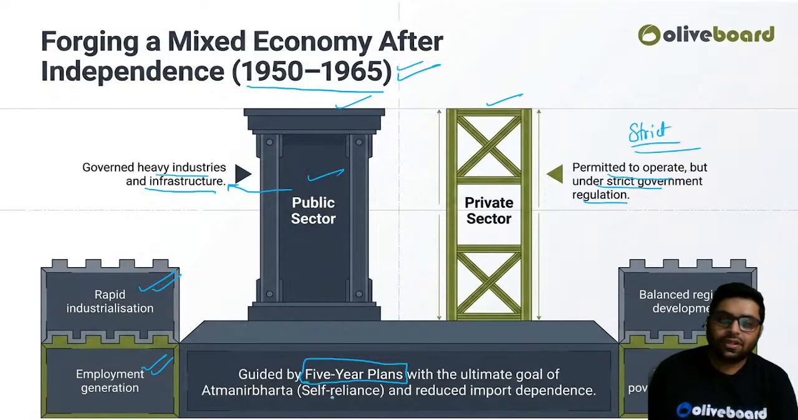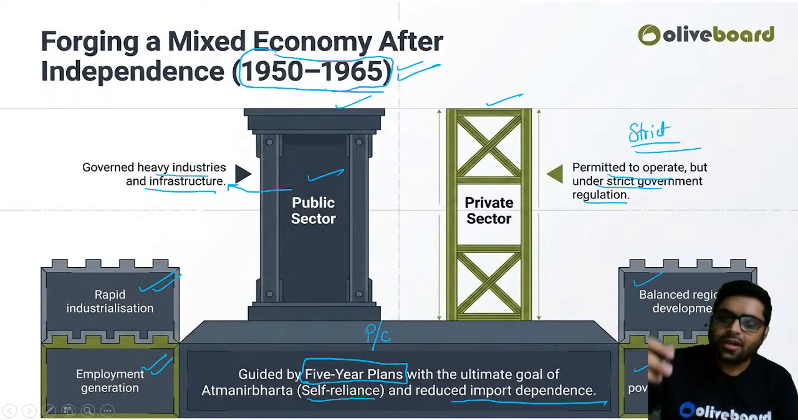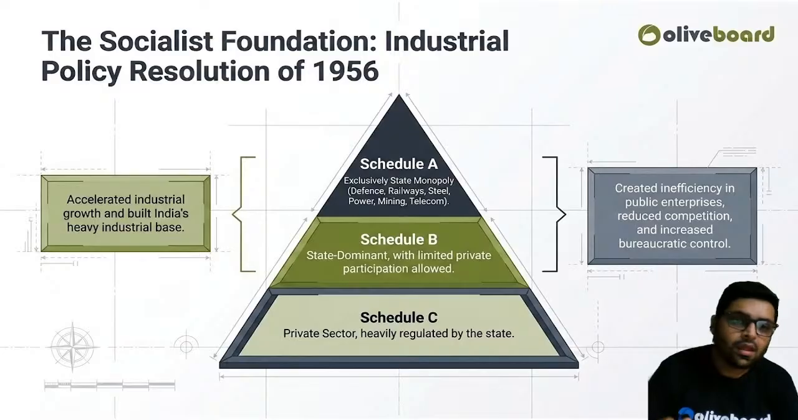Very important: who made these plans? The Planning Commission, with the ultimate goal of Atmanirbharta, self-reliance and reduced import dependence. There was balanced regional development and reduction of poverty and inequality. This is the landscape of the Indian economy from 1950 to 1965. Before understanding the economic reforms, we must understand why these reforms came. That is more important.